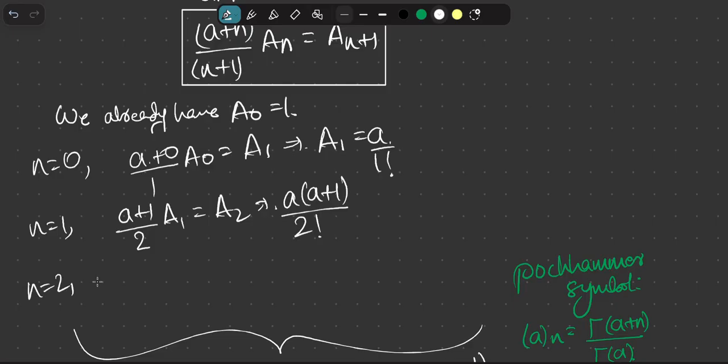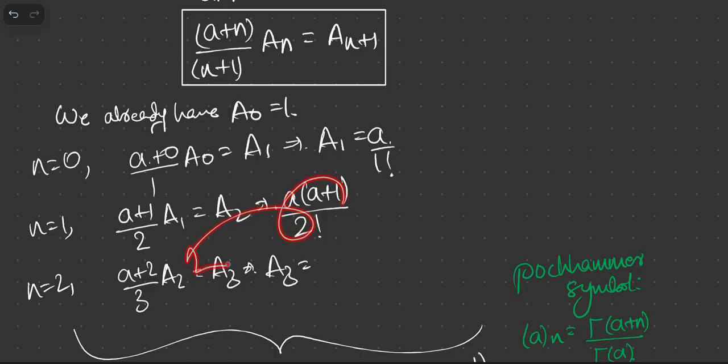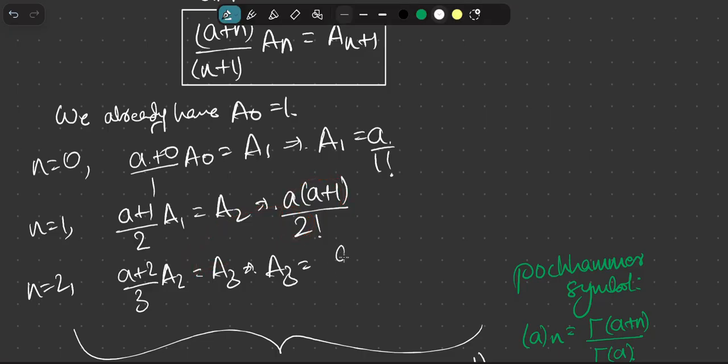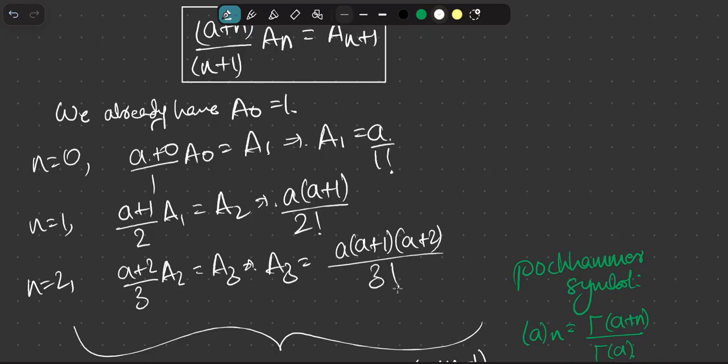And this is the recurrence. If we talk about n equals 2, it's a plus 2 over 3 times a2, and that equals a3. When we plug a2 back over here, that gives us a times a plus 1 times a plus 2 over 3 times 2 factorial, which is just 3 factorial.